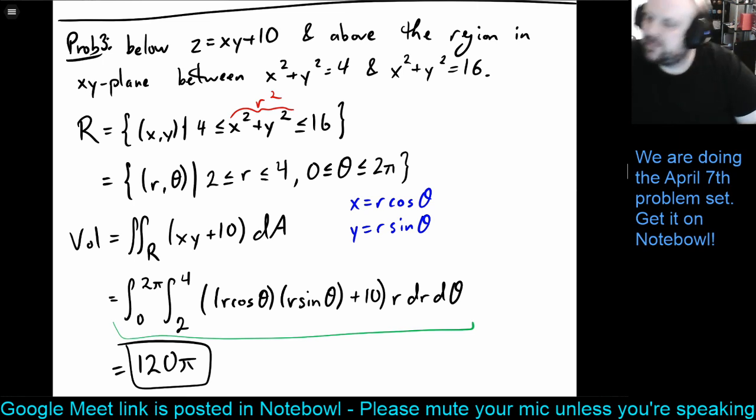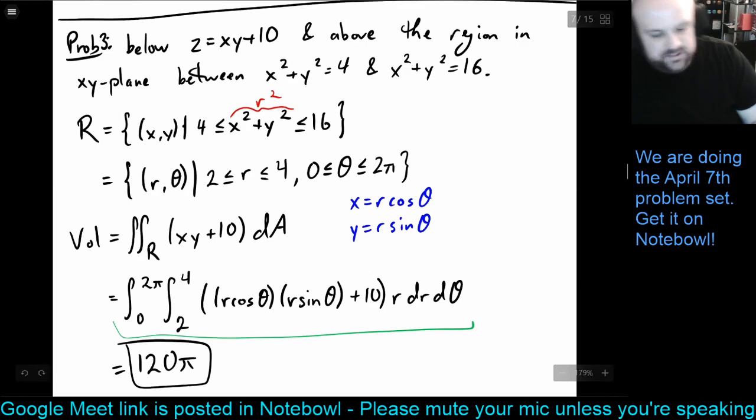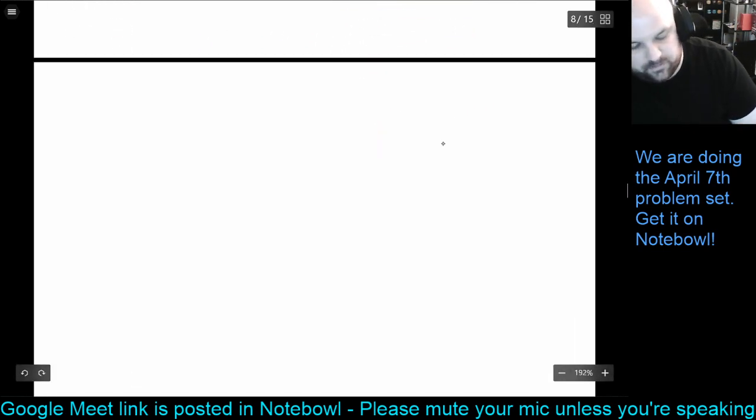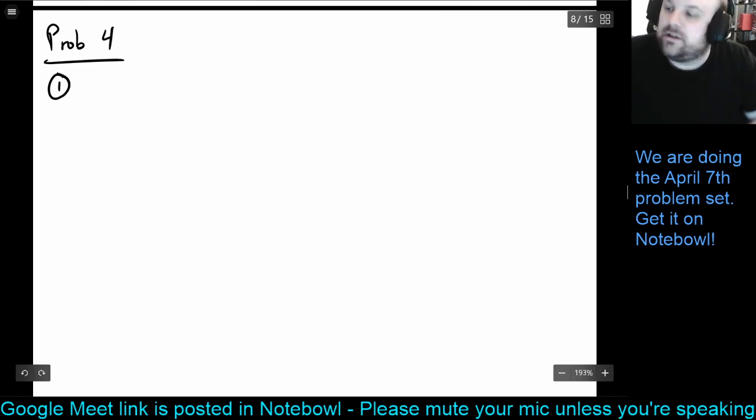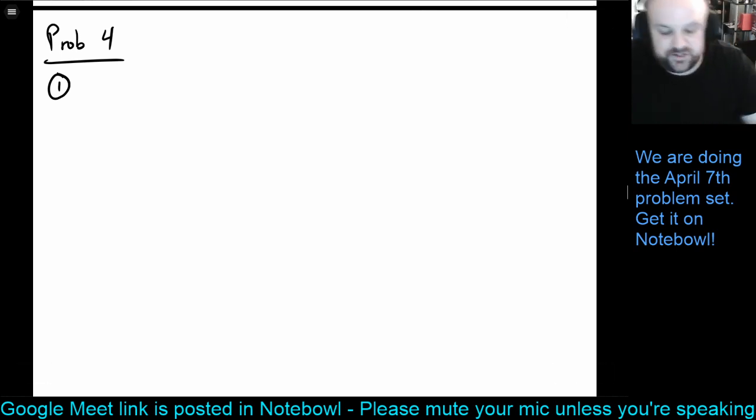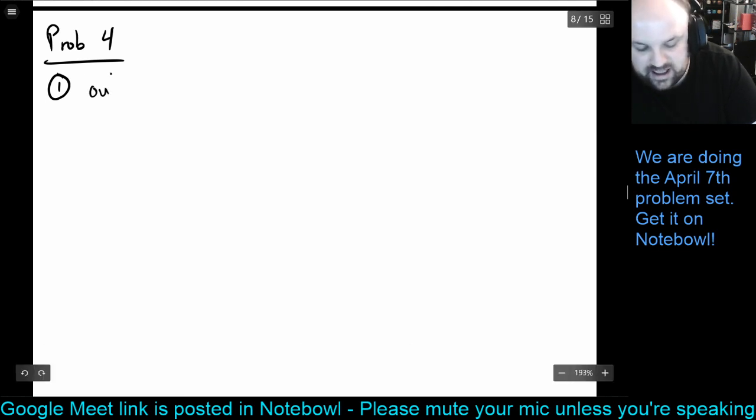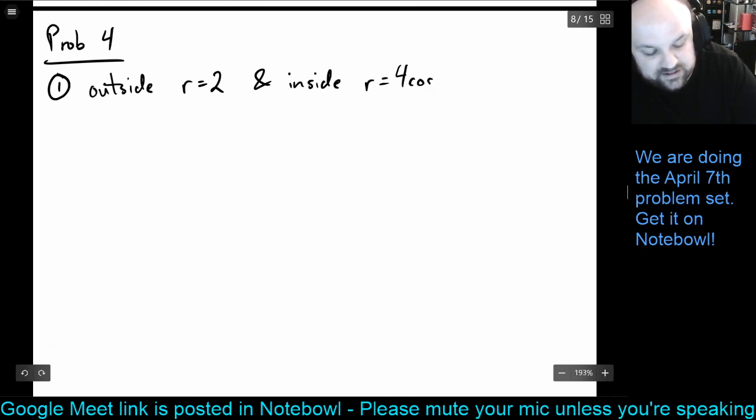All right, cool. So let's go to problem 4 here. Problem 4 actually has 2 parts to it. So in problem 4, in part 1, we want to find the area outside the circle r equals 2 and inside the circle r equals 4 cosine theta.